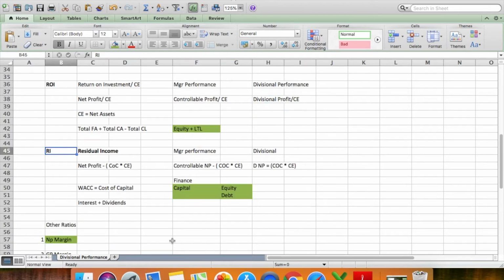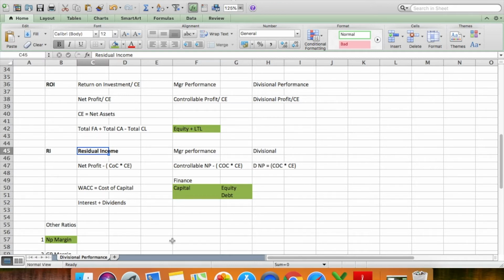The second is called the residual income. The residual income is basically, what does residual actually mean? Residual is actually the leftover income. A residual, the remaining income, right? How can you calculate a remaining income?